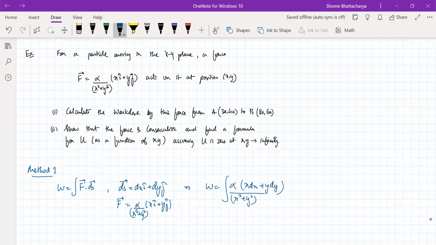So now if we are calculating the work done from A to B, substitute accordingly. Now the thing is, how do we integrate? So it's a matter of observation here that x dx plus y dy is nothing but half the derivative of x square plus y square.